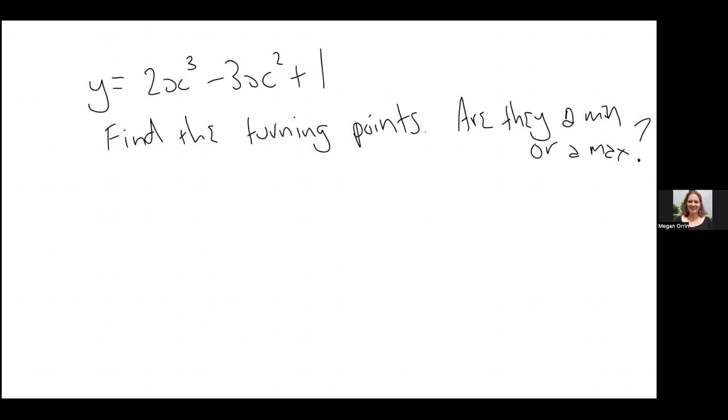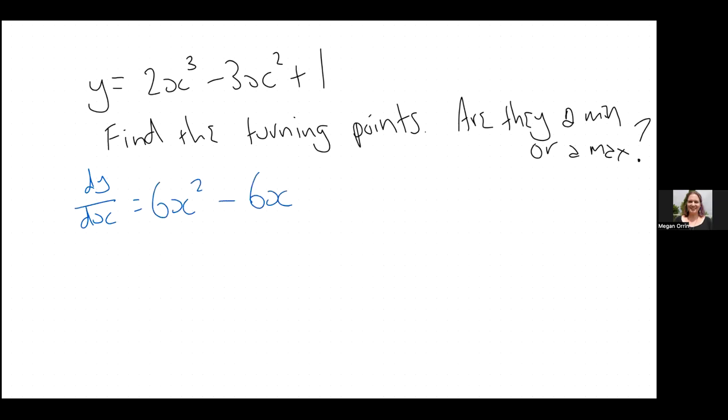So how do I find the turning points? What's the first thing I'm going to do? Right, I'm going to find the derivative, because what is the gradient at the turning point? 0, right? They stop briefly. So I need to find the gradient equation so I can make that equal 0. So what is dy/dx of this equation? 6x squared minus 6x.